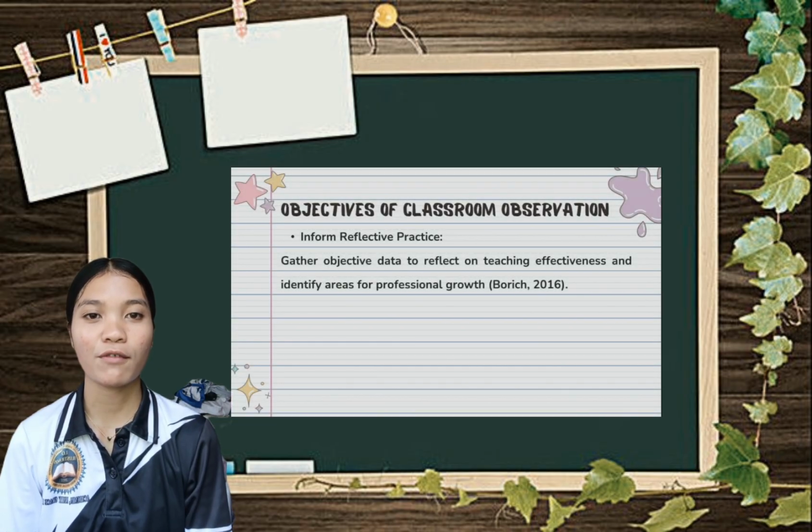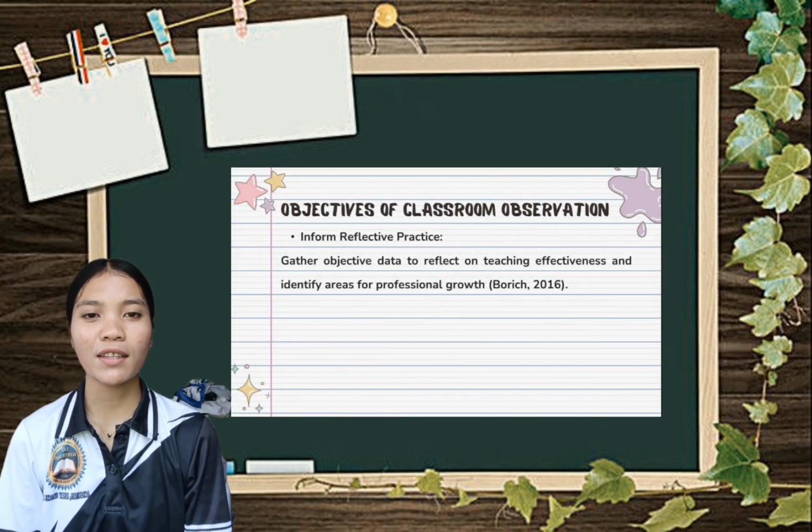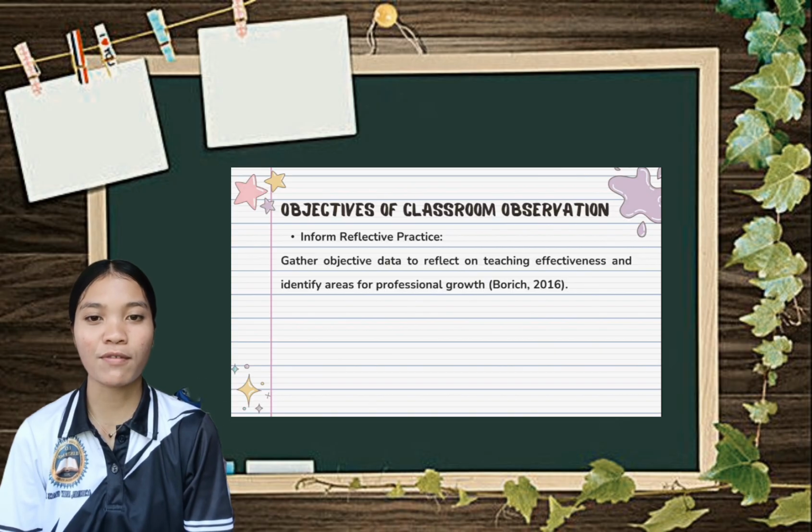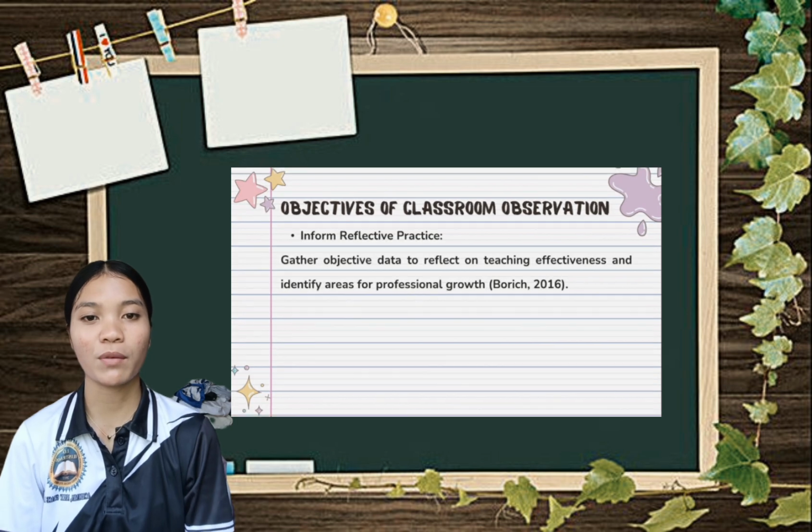Third is informing reflective practice. Reflective practice means thinking about what happened during the lesson and using that information to improve future teaching. For example, a teacher may realize after a lesson that only a few students answered most of the questions. After reflecting on this observation, the teacher may decide to give more students opportunities to participate in the next lesson. Therefore, observation helps teachers reflect on their teaching, recognize areas for improvement, and continue developing professionally.